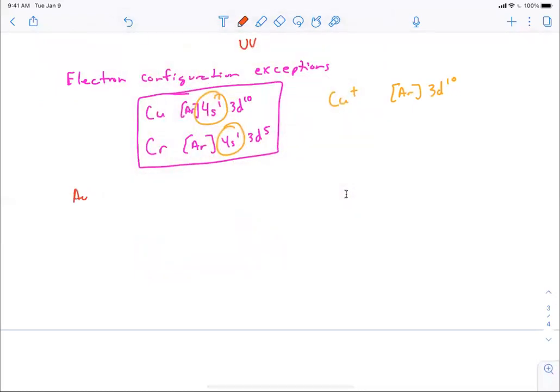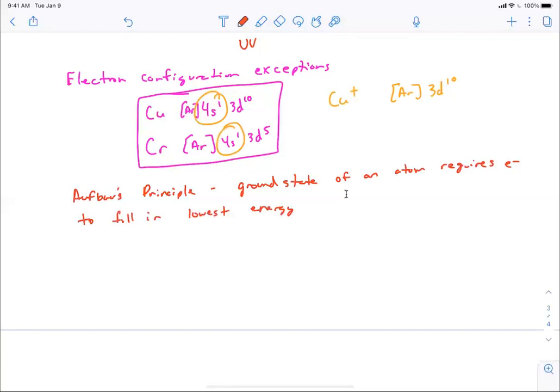You also need to know the three principles or three laws of electron configuration or orbital diagram. Aufbau principle: the ground state of an atom requires electrons to fill in the lowest energy sublevel available. The ground state is the way you would fill in the electrons from 1s all the way up into wherever you're going for the element.